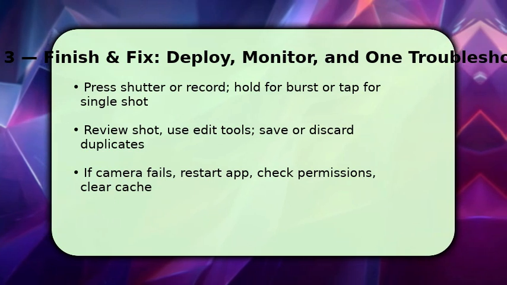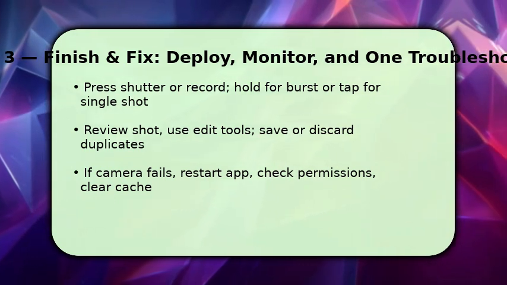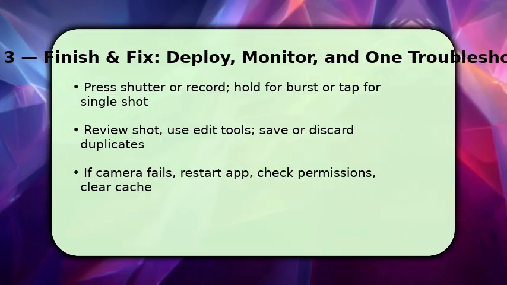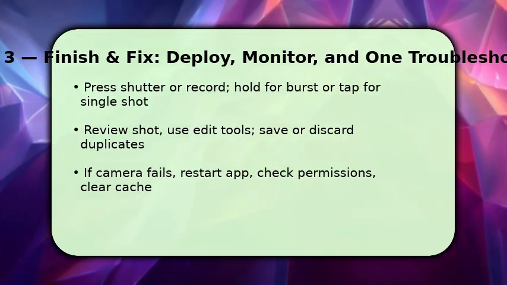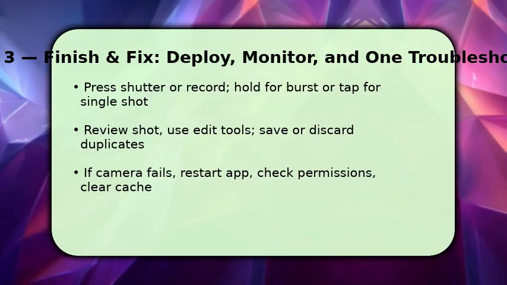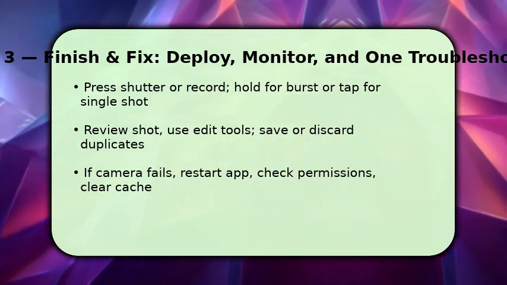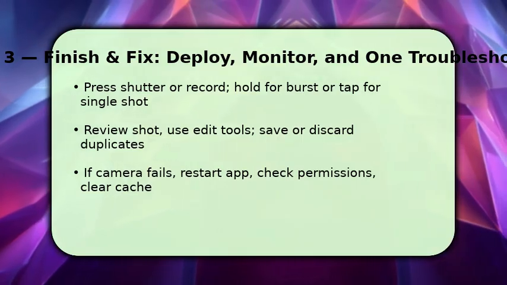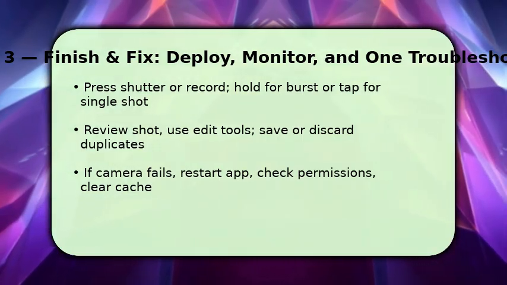After shooting, review your media, crop or apply quick edits, then save or delete duplicates to conserve space. If the app freezes or camera shows black, force close the app and relaunch. Make sure camera permissions are enabled and storage isn't full. If problems persist, clear the app cache or reboot the device. This resolves most common issues.